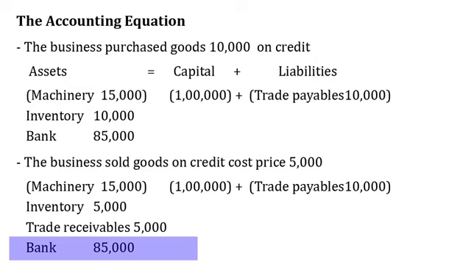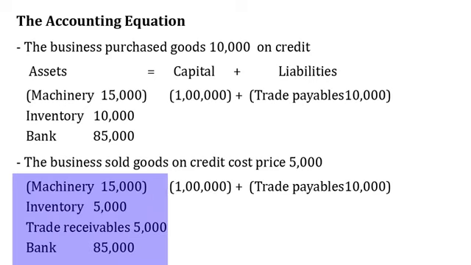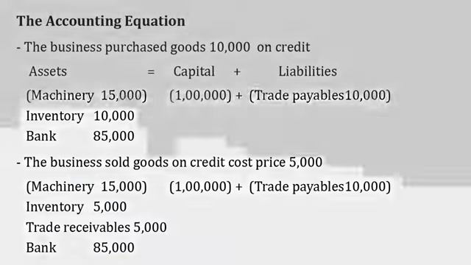Slowly you can see the bank amount is 85,000. Again take the total. If you take the total of the asset side, it is 15 plus 5 plus 5 plus 85. It comes to 1,10,000. Out of this 1,10,000, 1 lakh is contributed by the owner.